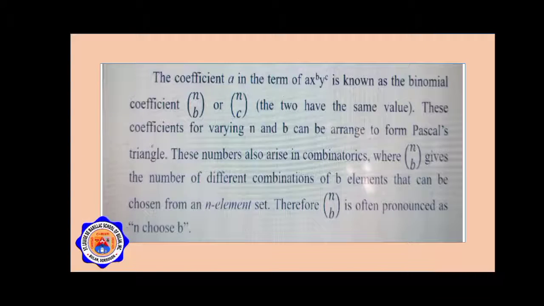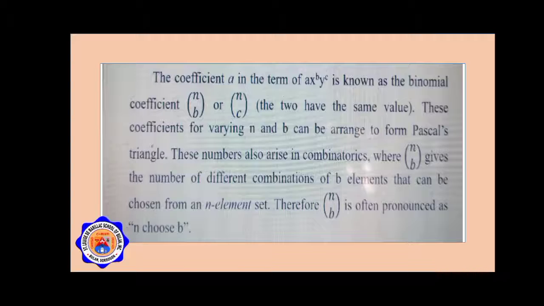The coefficient a in the term ax^b y^c is known as the binomial coefficient. The binomial coefficient equals the number of combinations of r items that can be selected from a set of items. It also represents an entry in Pascal's triangle. The numbers are called binomial coefficients because they are the coefficients in the binomial theorem.